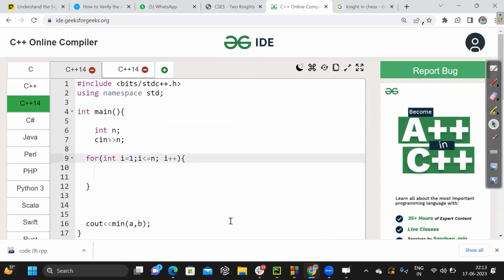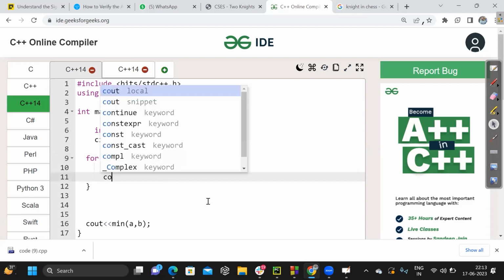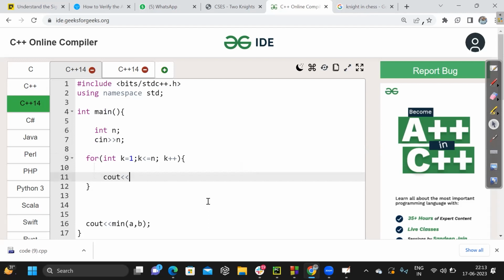For a chessboard having this configuration, let me indicate that by k. Right now the configuration that I am having for my chessboard is k cross k. So k has values from 1 till n. So what is the value that I should print? In how many ways can't they attack each other?